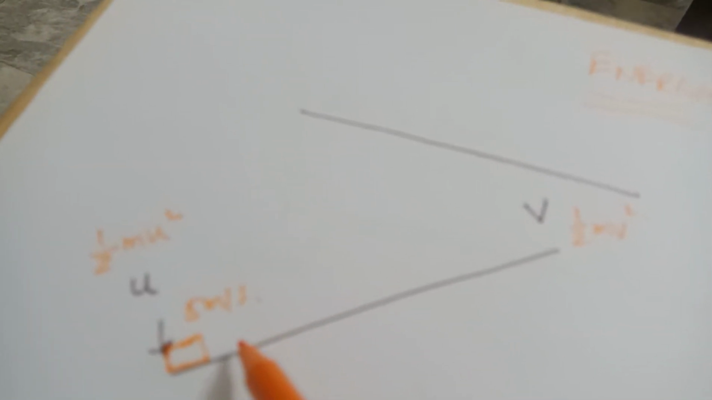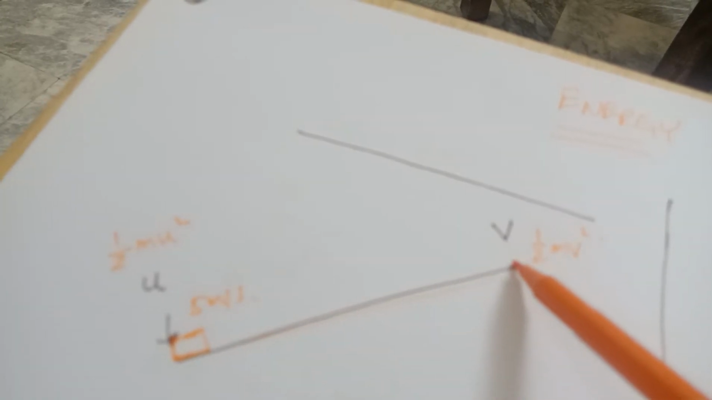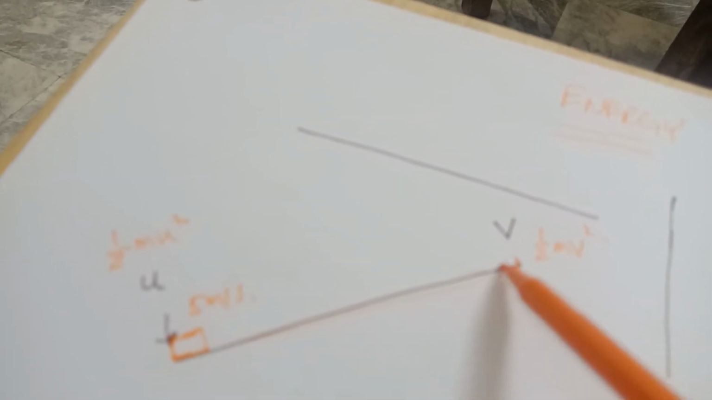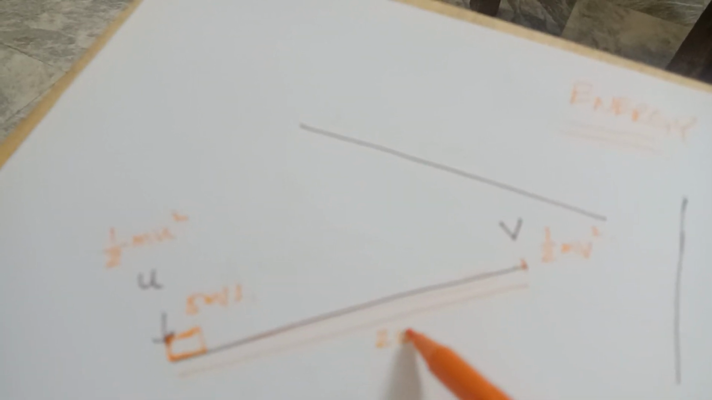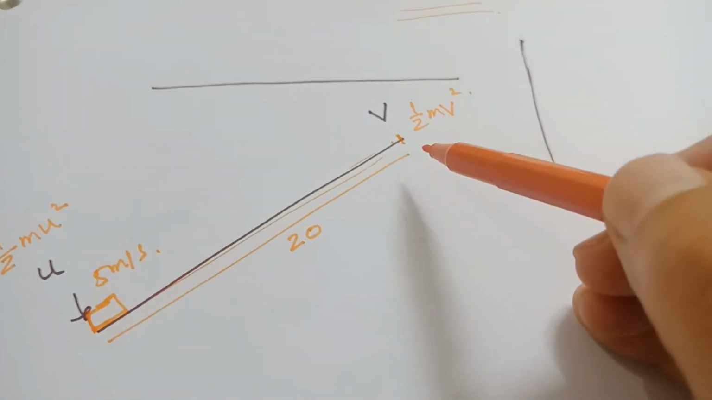Now suppose that we have projected this object from here with a speed, let's say 5 meters per second, and its mass is m right now. And it just reaches this point B. Now suppose this inclined distance is 20 meters.